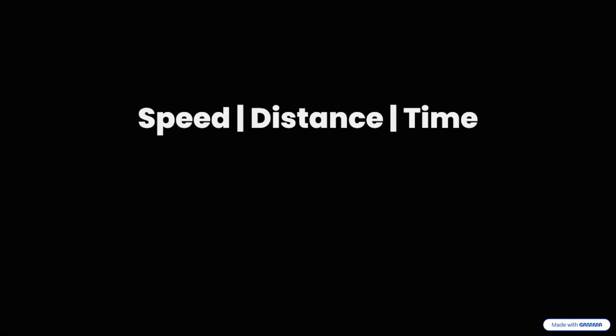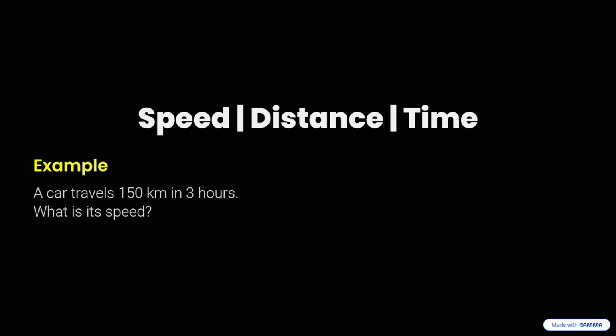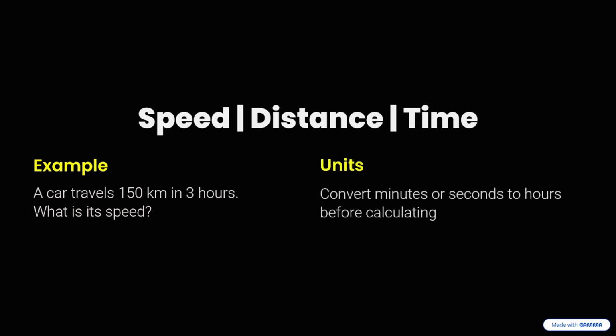Another topic you will often see is speed, distance, and time. The question might be: a car travels 150 kilometers in 3 hours. What is its speed? Use the formula speed is equal to distance divided by time. So 150 divided by 3 is going to give you 50 kilometers per hour. Always check your units. Sometimes they will give you minutes or seconds, and you will need to convert everything into the same unit before calculating.